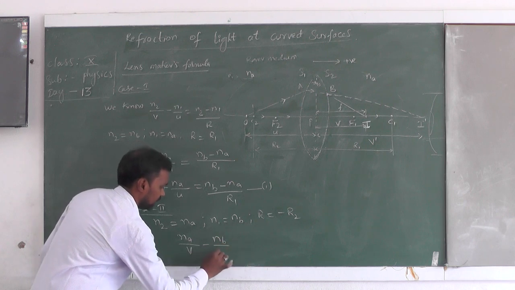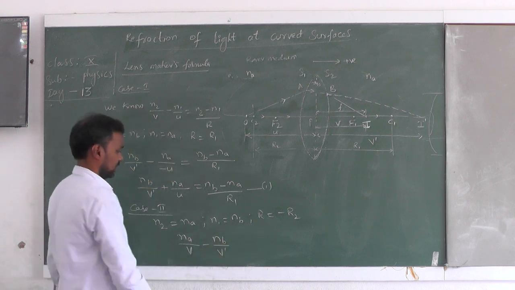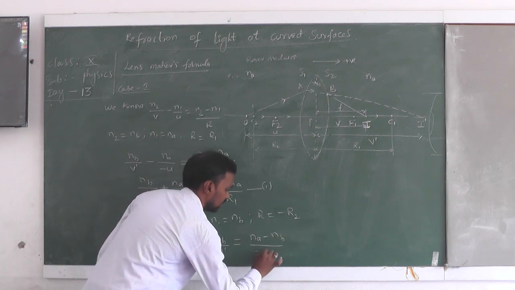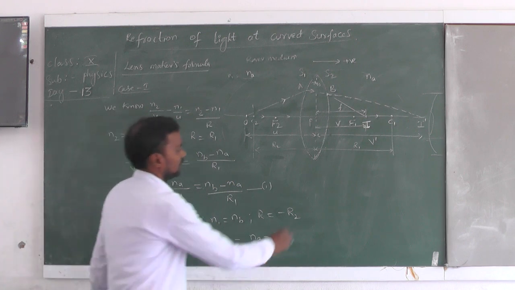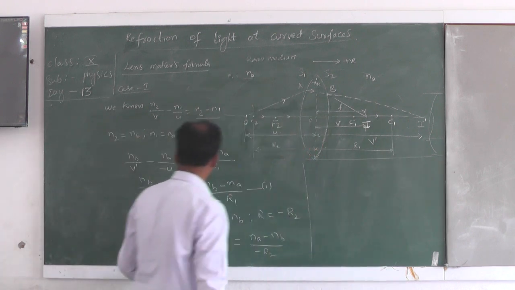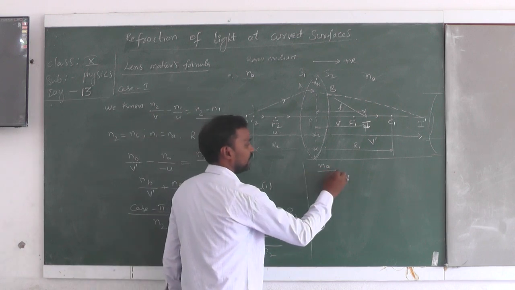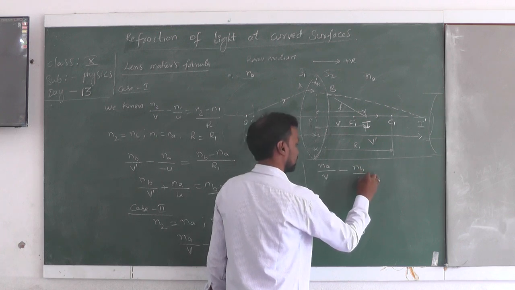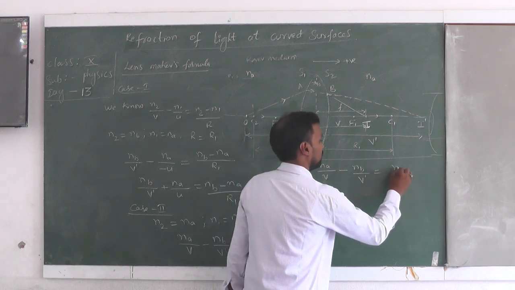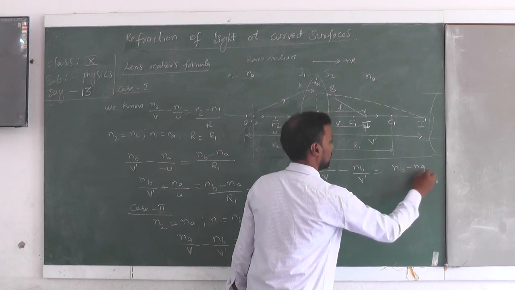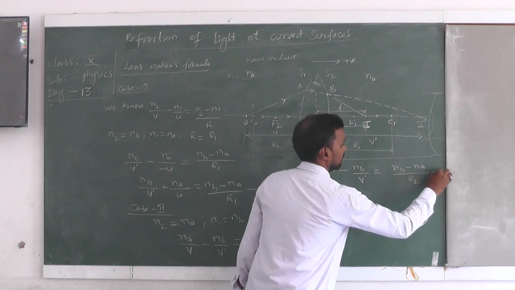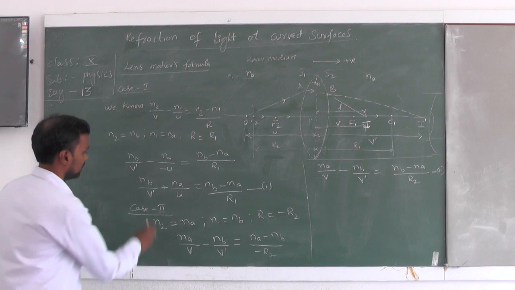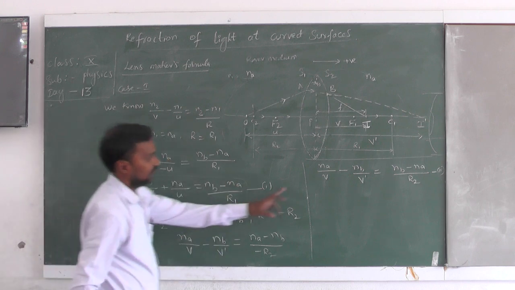This is NB by V dash is equal to NA minus NB by minus R2. So I'm simplifying by this. What happened? NA by V minus NB by V dash is equal to NB minus NA by R2. This is the second equation. Now, the first is this equation, this is the first equation, and this is the second equation.